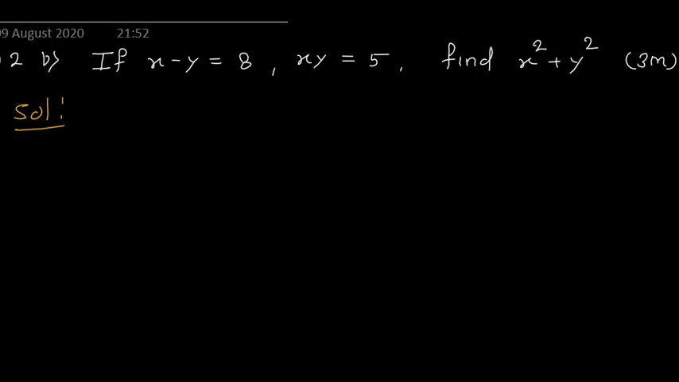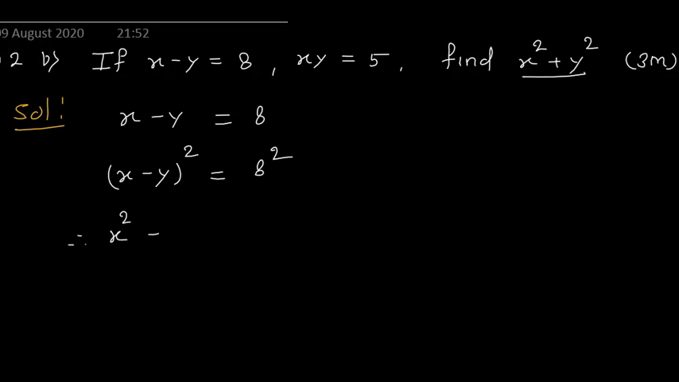You have given x minus y. x minus y is given 8. So as we have to find the value of x square plus y square, let us square both the sides. So x minus y the whole square is equal to 8 square. Therefore x square minus 2xy plus y square is equal to 64.